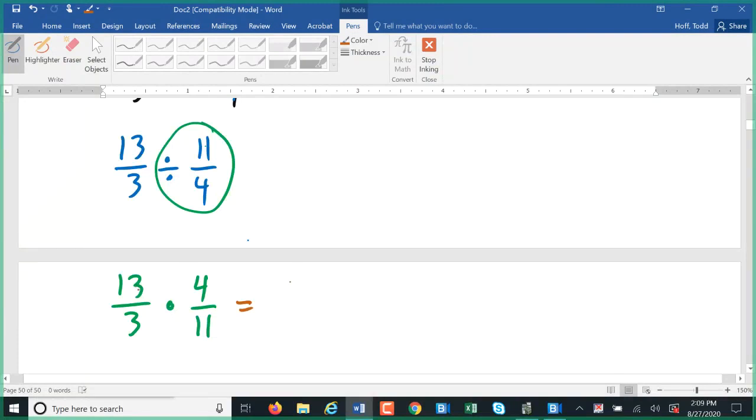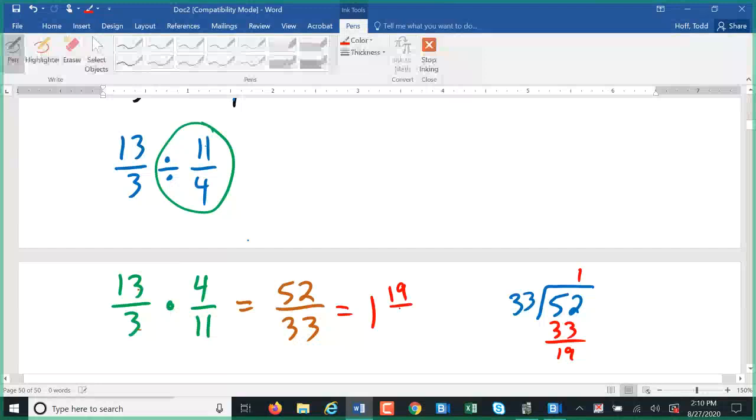13 times 4 is 52. 3 times 11 is 33. We go to reduce that down. 33 goes into 52 once. We subtract, we've got 19 left over. So that is 1 and 19/33.